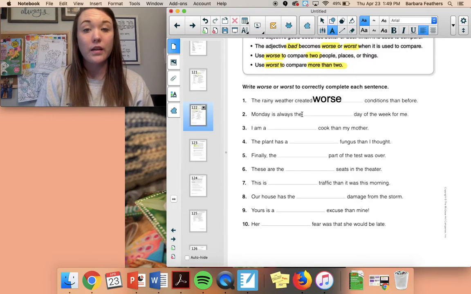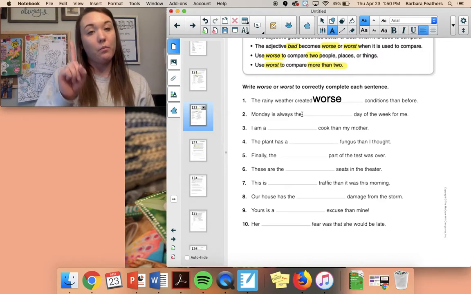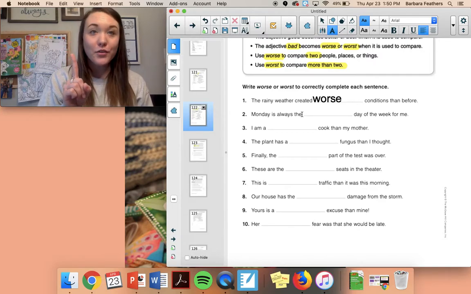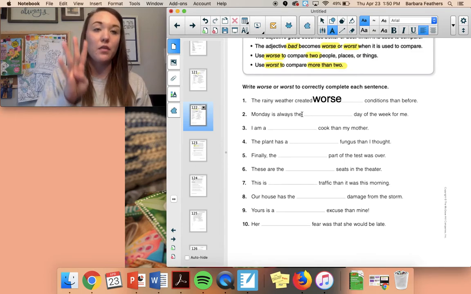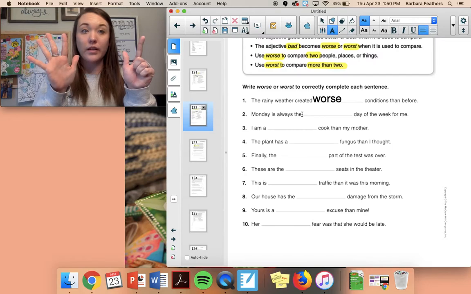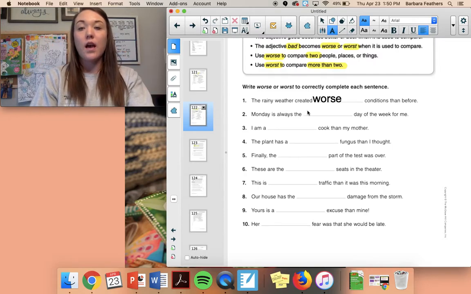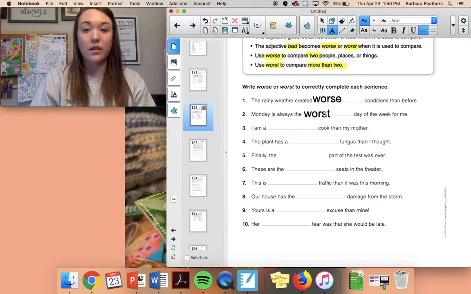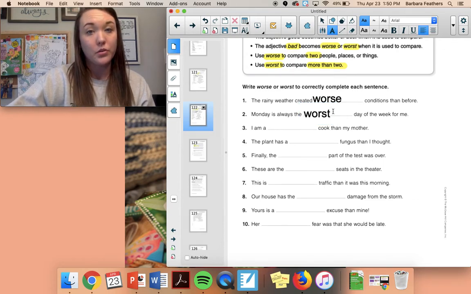Number 2 says, Monday is always the blank day of the week for me. I have Monday, but I also have Tuesday, Wednesday, Thursday, Friday, Saturday, Sunday. So that's comparing 7 things. I have to use the word worst with a T because I'm comparing more than two things. You will continue these directions for 3 through 10.